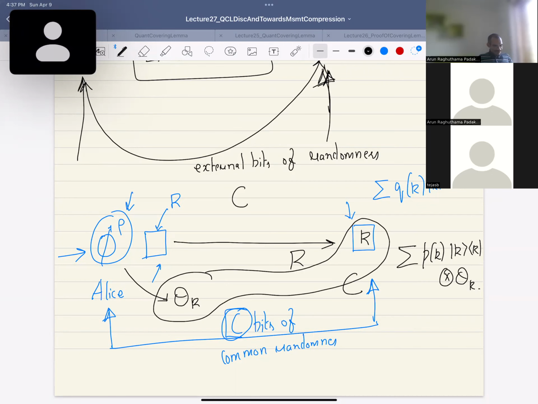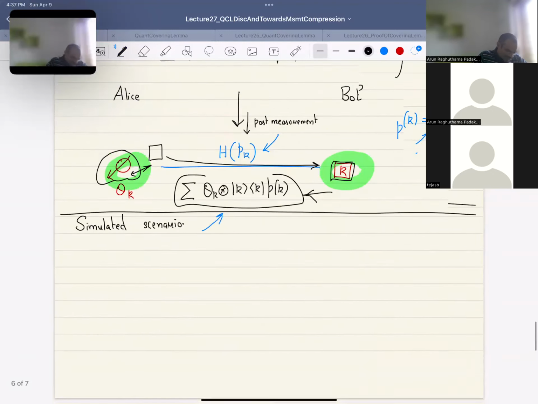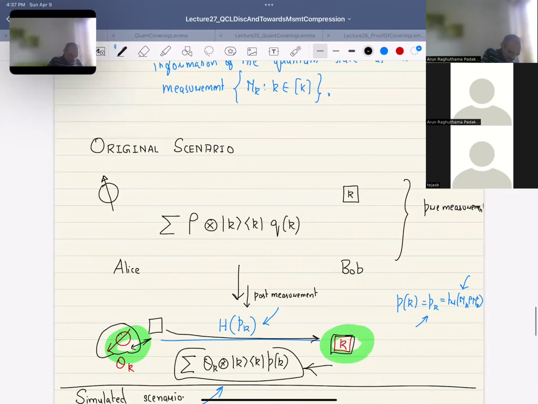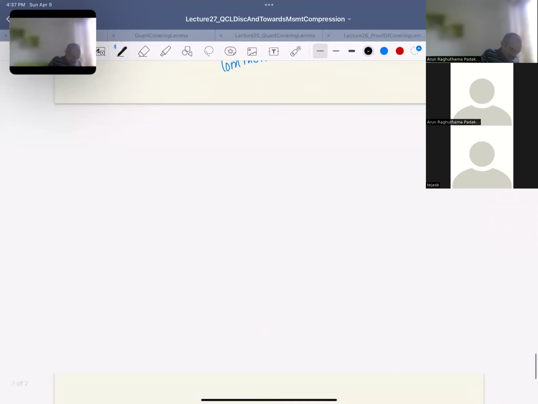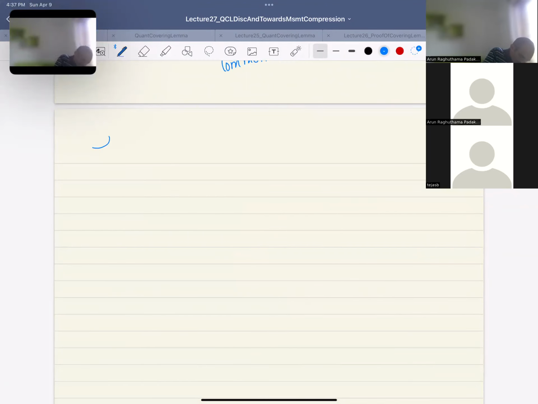Sir, Alice will do a measurement first. Alice will do something with this. So I'm going back exactly to the previous circumstance. The original scenario was like this, right? We will start with exactly the same scenario. They start with rho and some k which is completely independent.